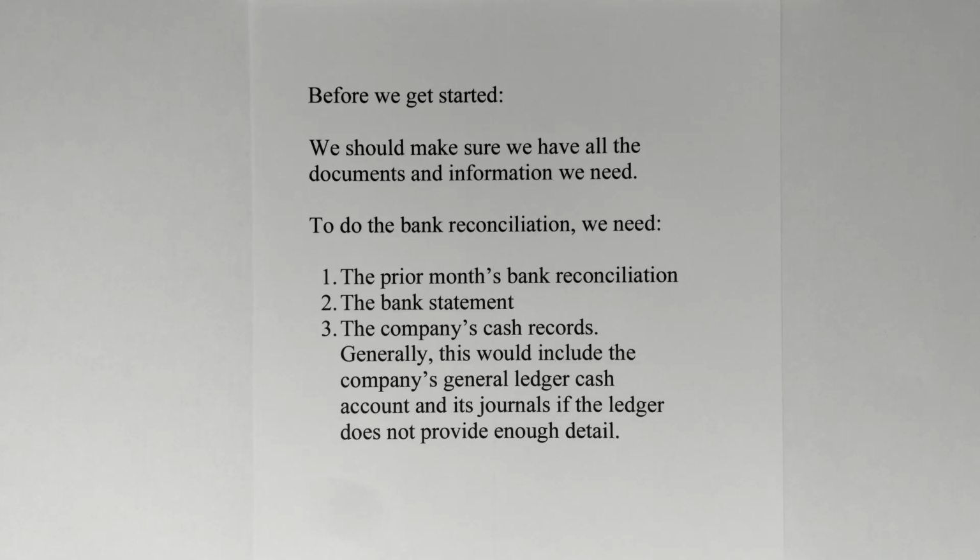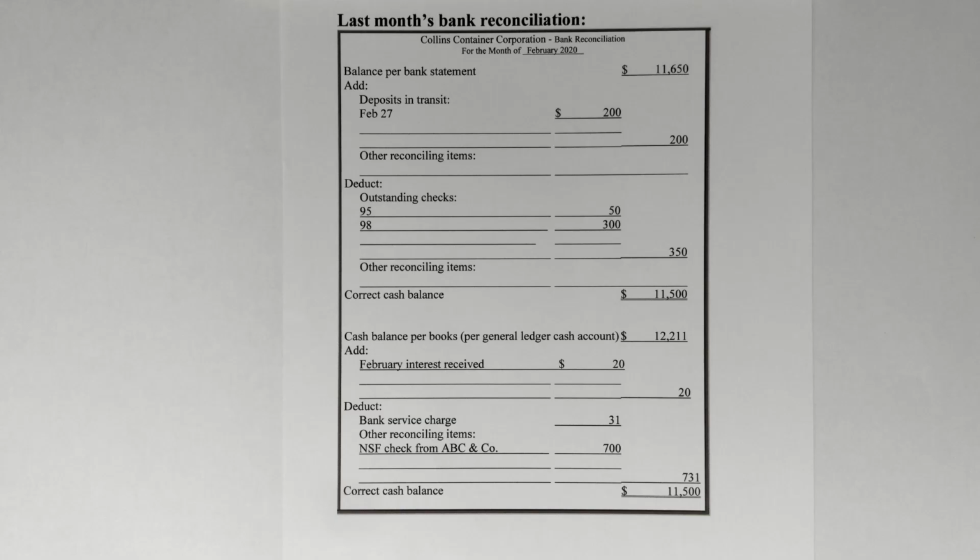Before we get started, there are a number of documents that we should have on hand in order to do the bank reconciliation. First of all, we're going to need the prior month's bank reconciliation. That's the bank reconciliation we did last month for the company. We're also going to need a copy of the bank statement for the current month, and we're going to need the cash records for our company, which would include the general ledger and perhaps some journals if additional detail is required.